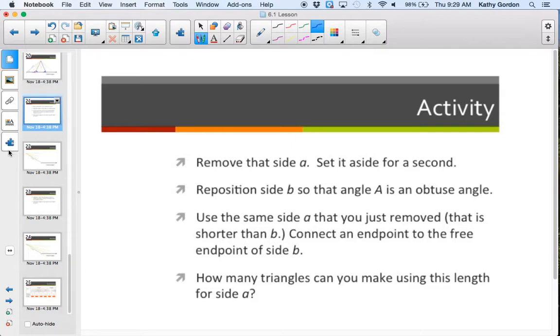Okay, got obtuses? All right. So now take that same side A that you were just using and put it on the end of side B now. And see how many triangles you can make. All right, so how many did you guys make? None? Casey? 0. 0? You sure?